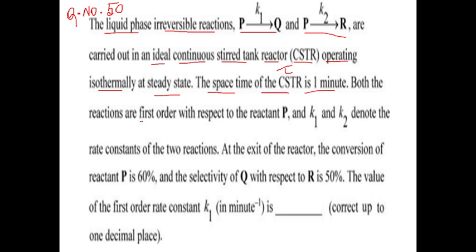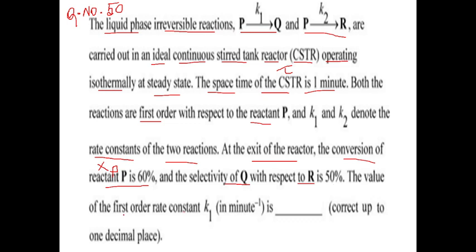Both the reactions are first order with respect to the reactant P, and K1, K2 denote the rate constants of the two reactions. K1 is the first reaction rate constant, K2 is the second reaction rate constant. At the exit of the reactor, the conversion of reactant P, denoted as XP, is 60%, and the selectivity of Q with respect to R is 50%.